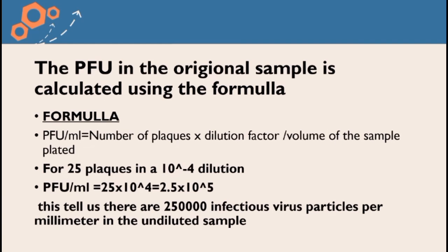Formula: PFU per ml is equal to number of plaques into dilution factor upon volume of sample plated. For 25 plaques in a 10 raised to minus 4 dilution, PFU per ml is equal to 25 into 10 raised to 4, which is equal to 2.5 into 10 raised to 5. This tells us there are 250,000 infectious virus particles per milliliter in the undiluted sample.